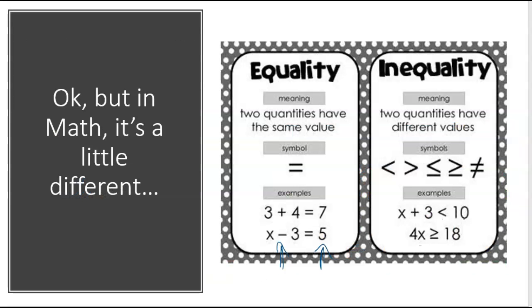And in math, it gets to be pretty simple because we have symbols. This means equal. This means one side is more or they are not equal. So 4x is greater than or equal to 18. So that means x has to be greater than or equal to whatever 18 divided by 4 is, right?